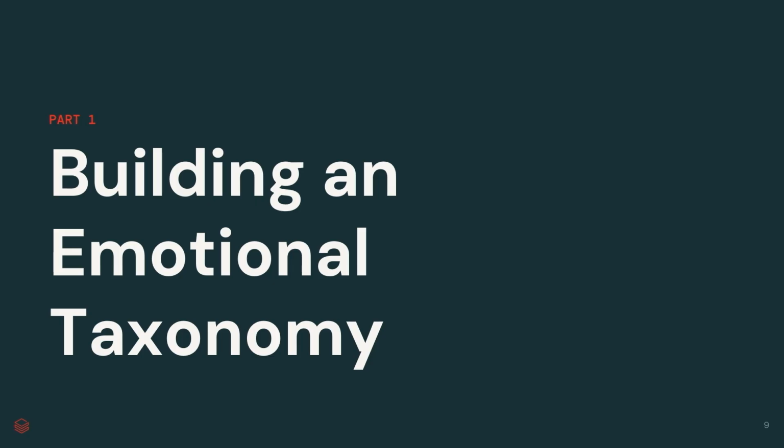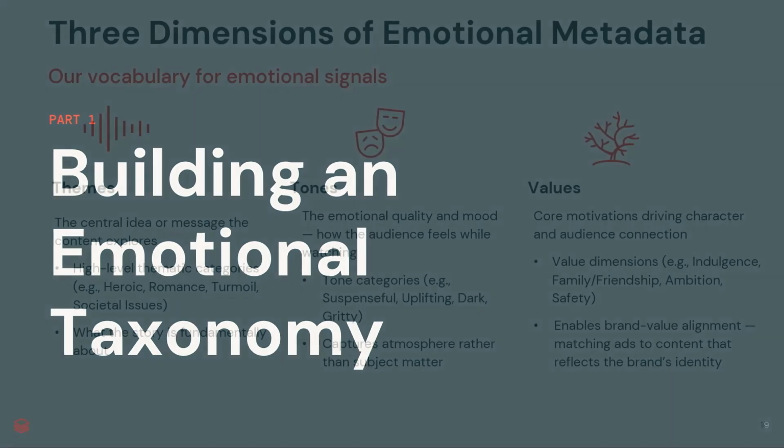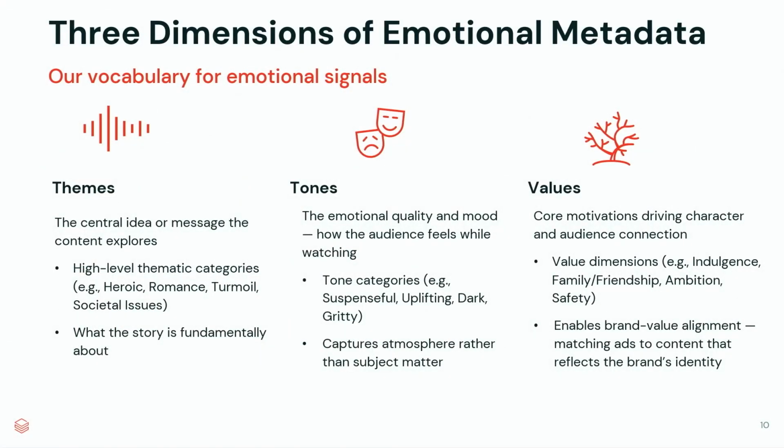So what emotional signals am I talking about? At NBC, we've settled on three main dimensions that we think together capture a fuller emotional profile of a show. And those are themes, tones, and values. Themes answer what a story is about.